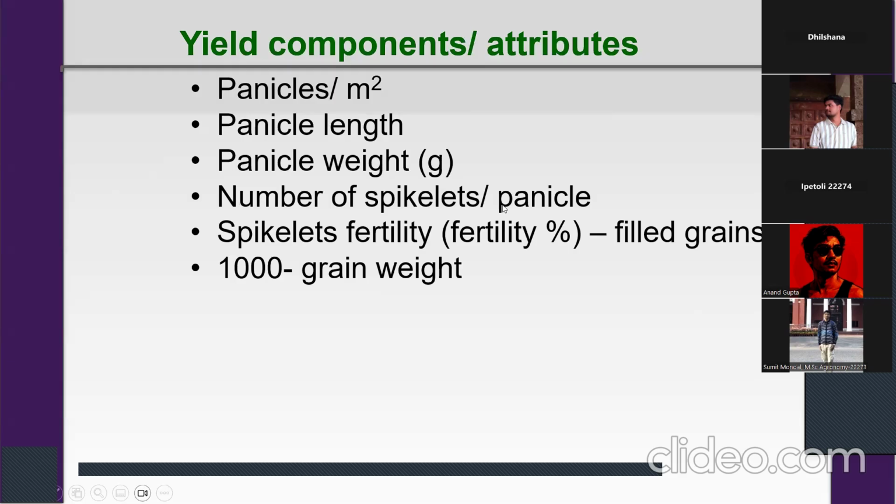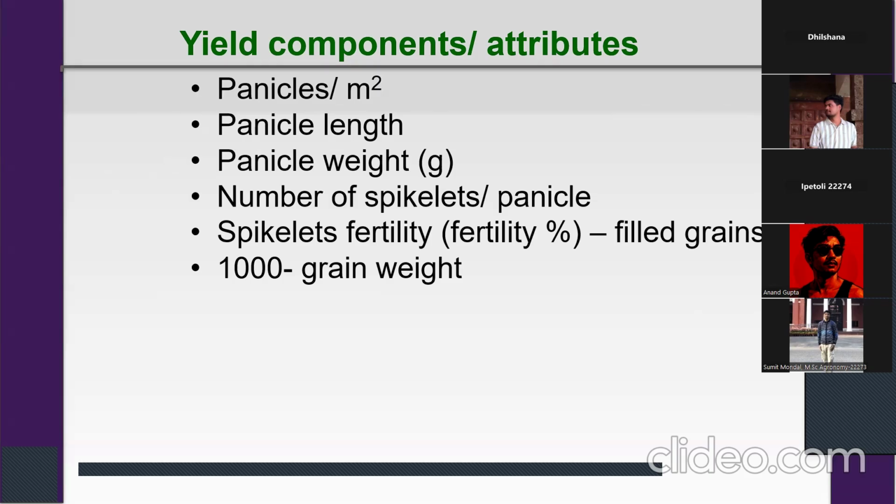Now, number of spikelets per panicle is an important yield attribute, and it is used for calculation or estimation of grain yield. Spikelet fertility is also important, that is filled grain. I have shown you a picture of what is meant by spikelet. A spikelet is one kind of flowering structure which encloses your flower or floret inside the lemma and palea. This whole structure makes up a spikelet. I have shown you the structure of the spikelet.